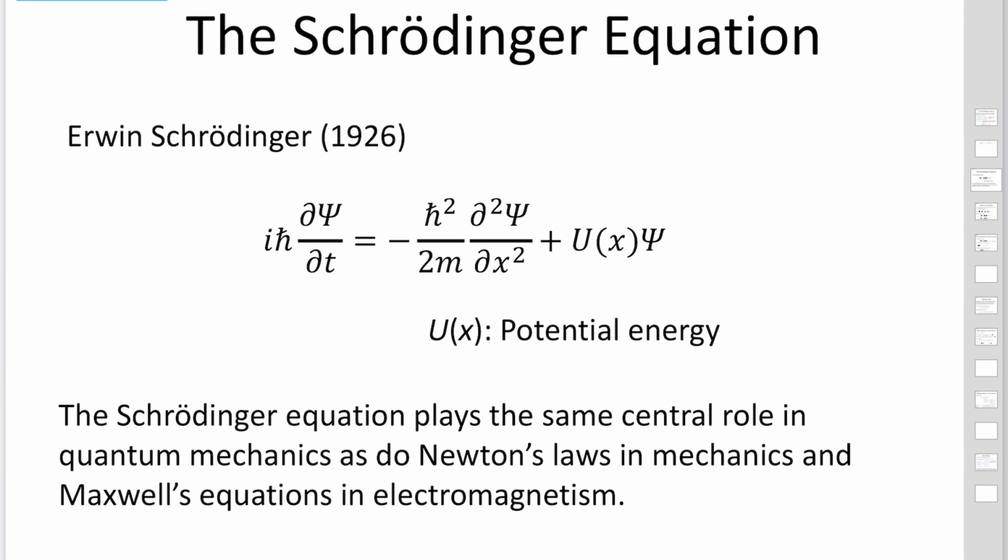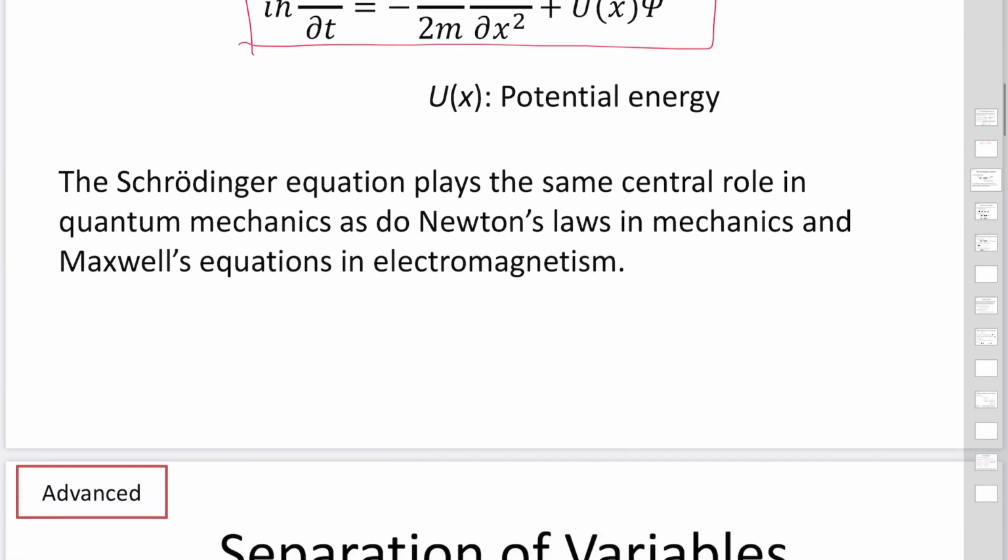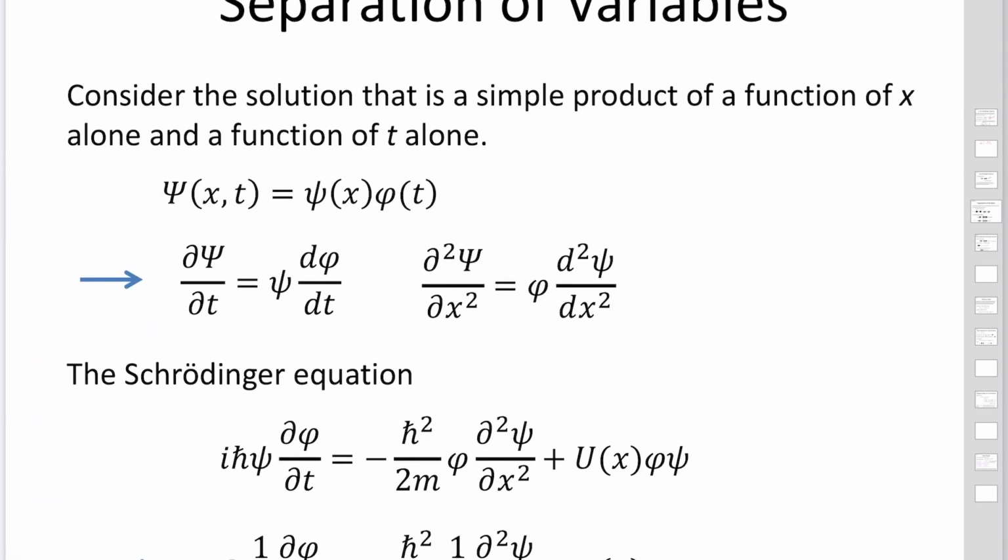The equation to describe the time evolution of the wave function was developed by Erwin Schrödinger in 1926. So the Schrödinger equation plays the same central role in quantum mechanics as Newton's law, F equals ma, in mechanics, and Maxwell's equations in electromagnetism. Now we'd like to solve this Schrödinger equation in some situations. But first of all, we'd like to explain a technique for how to solve the Schrödinger equation.